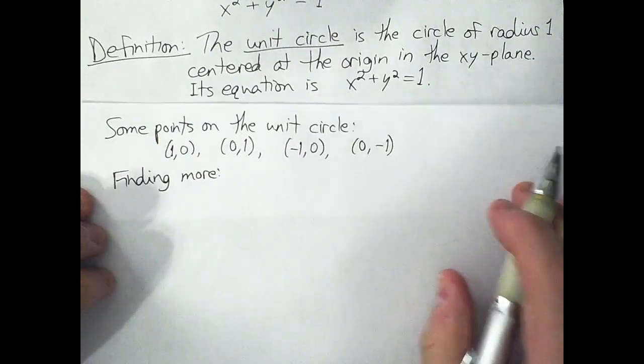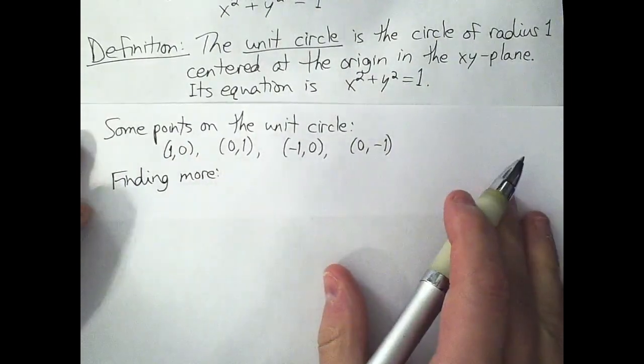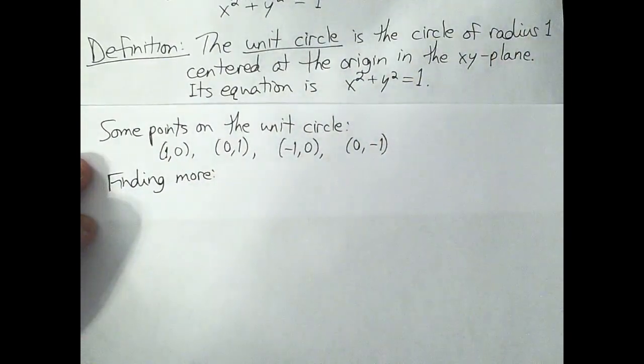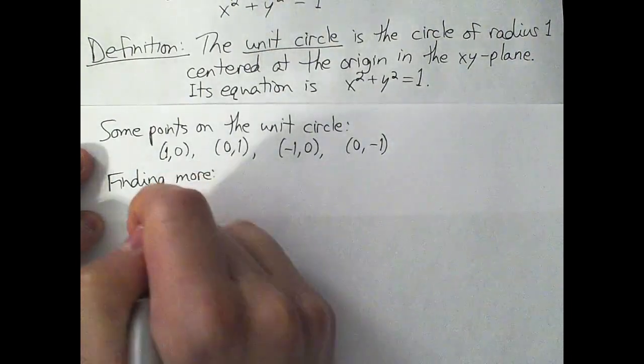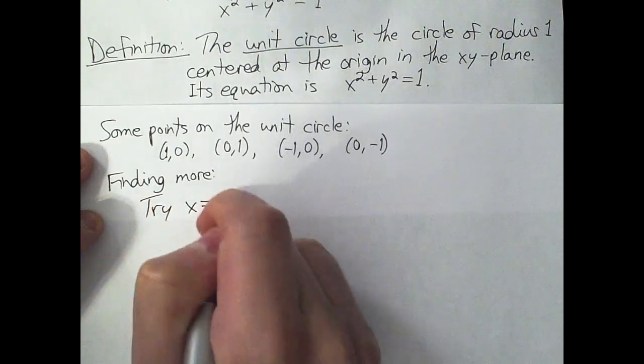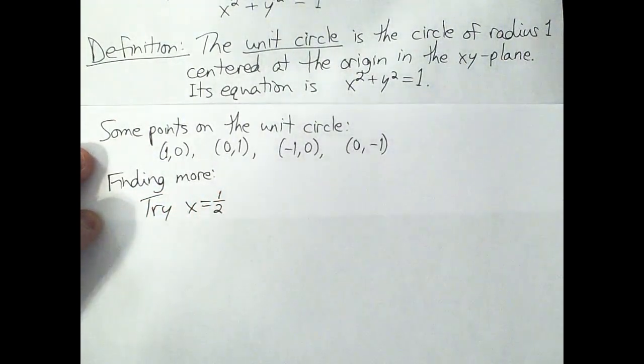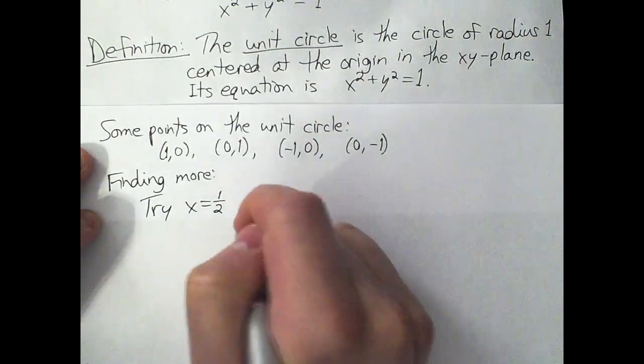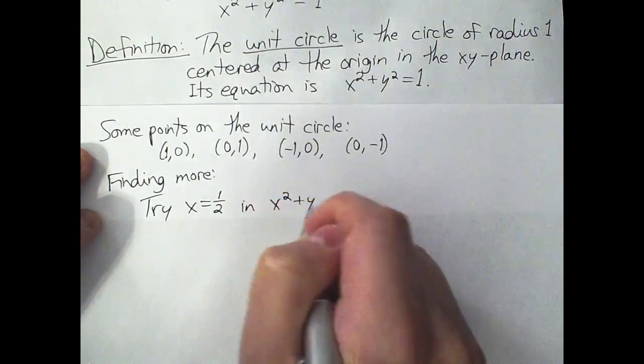Now, if we want to find more specific points on the unit circle, we can use the equation. First of all, looking back at that picture, and I don't want to move the page around so much, but you've probably got that in your notes by now. Looking at the picture of the unit circle, it looks like there should be a point, or maybe 2 points, that have an x-coordinate of 1/2. So I'm going to try x equals 1/2 and see if I can figure out what the y value would be. Let's try this in x squared plus y squared equals 1.